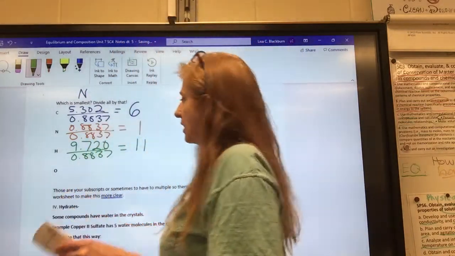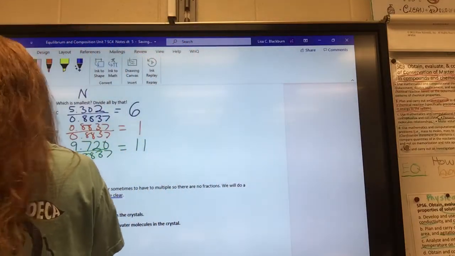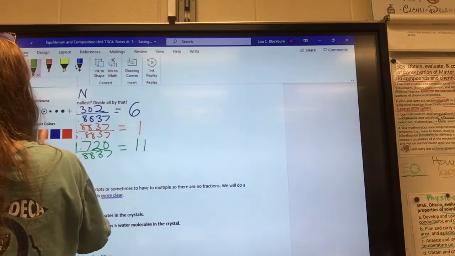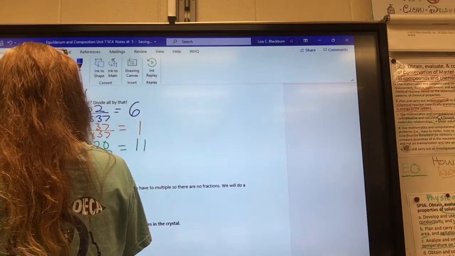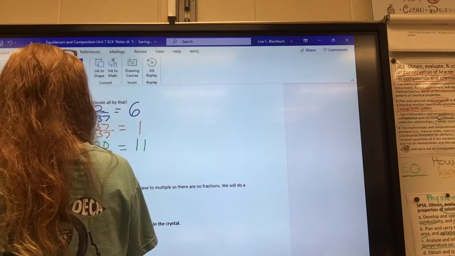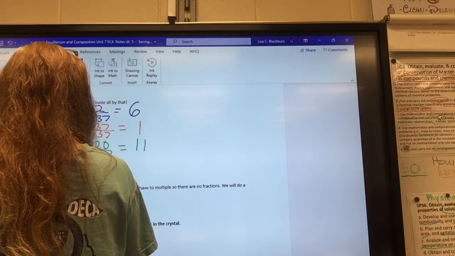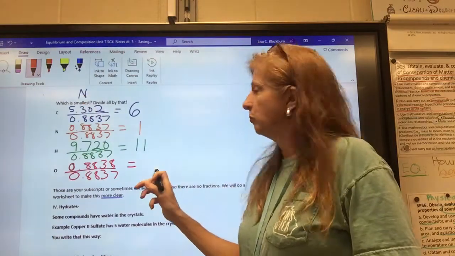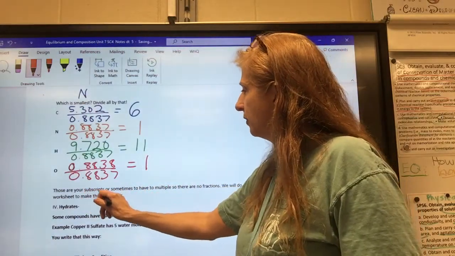And then we do oxygen. Oxygen can be red. Oh, it didn't turn red. Red. 0.8838 divided by 0.8837. Round it off, what is that? 1. So this tells us our subscripts.